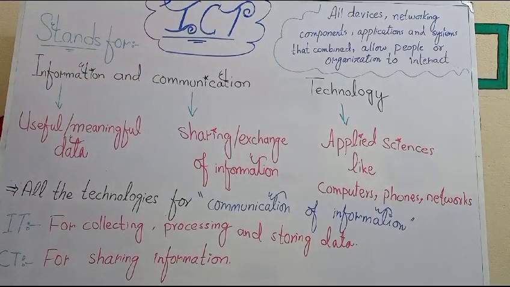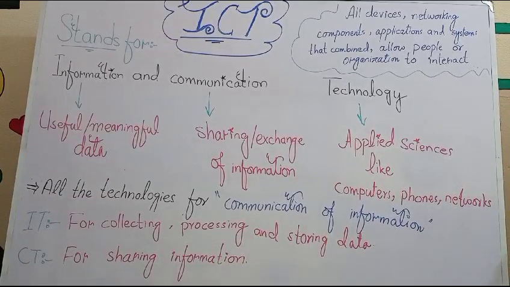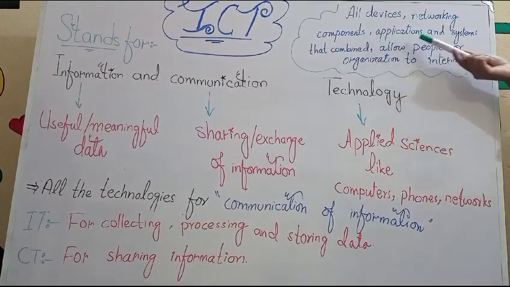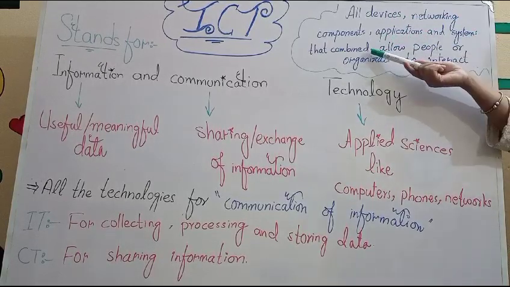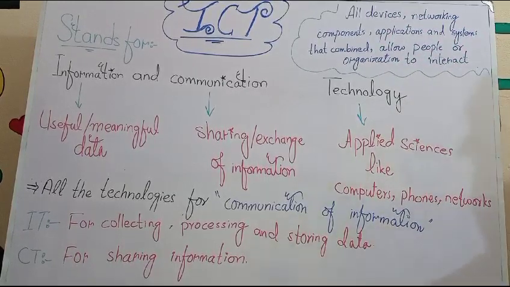That means information and communication technology is the infrastructure and components that enable modern computing. So friends, there is no single or universal definition of ICT, but when we talk about ICT, we can say that all devices, networking components, applications and systems that combine to allow people or organizations to interact. It means all the devices, the networking applications and systems that allow people to communicate or to exchange their information come under the term ICT.